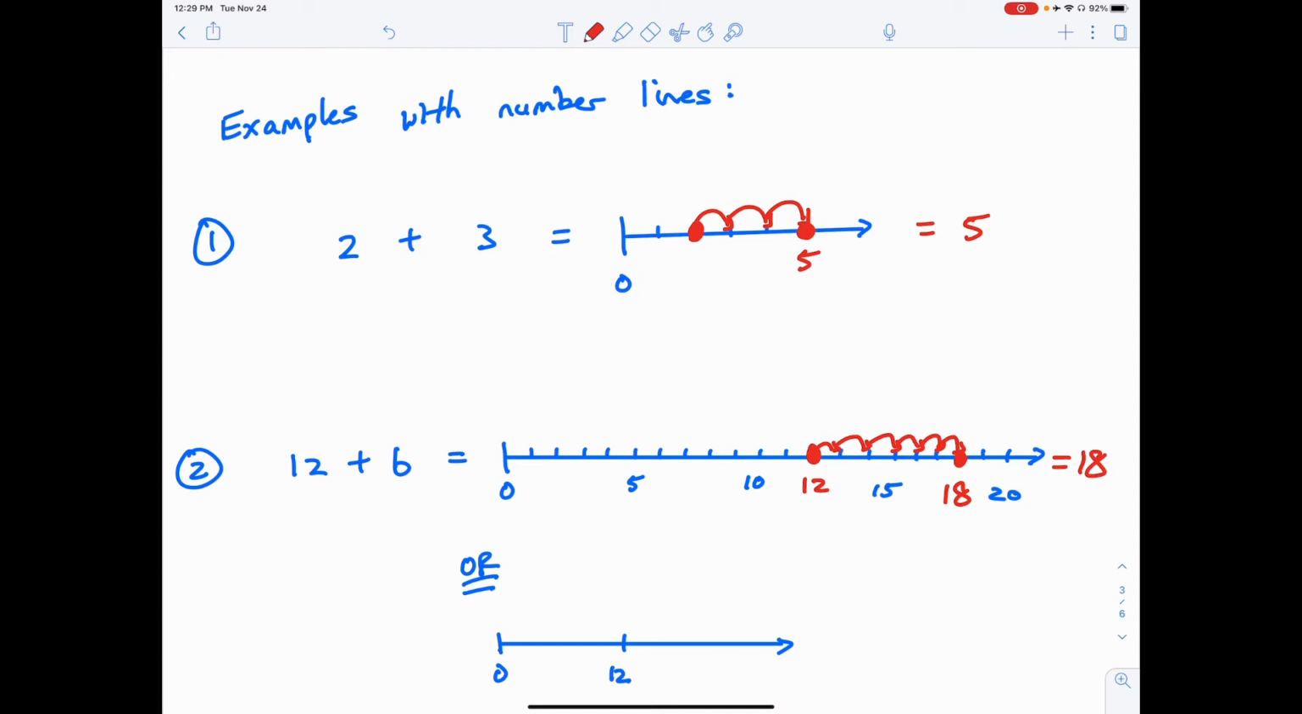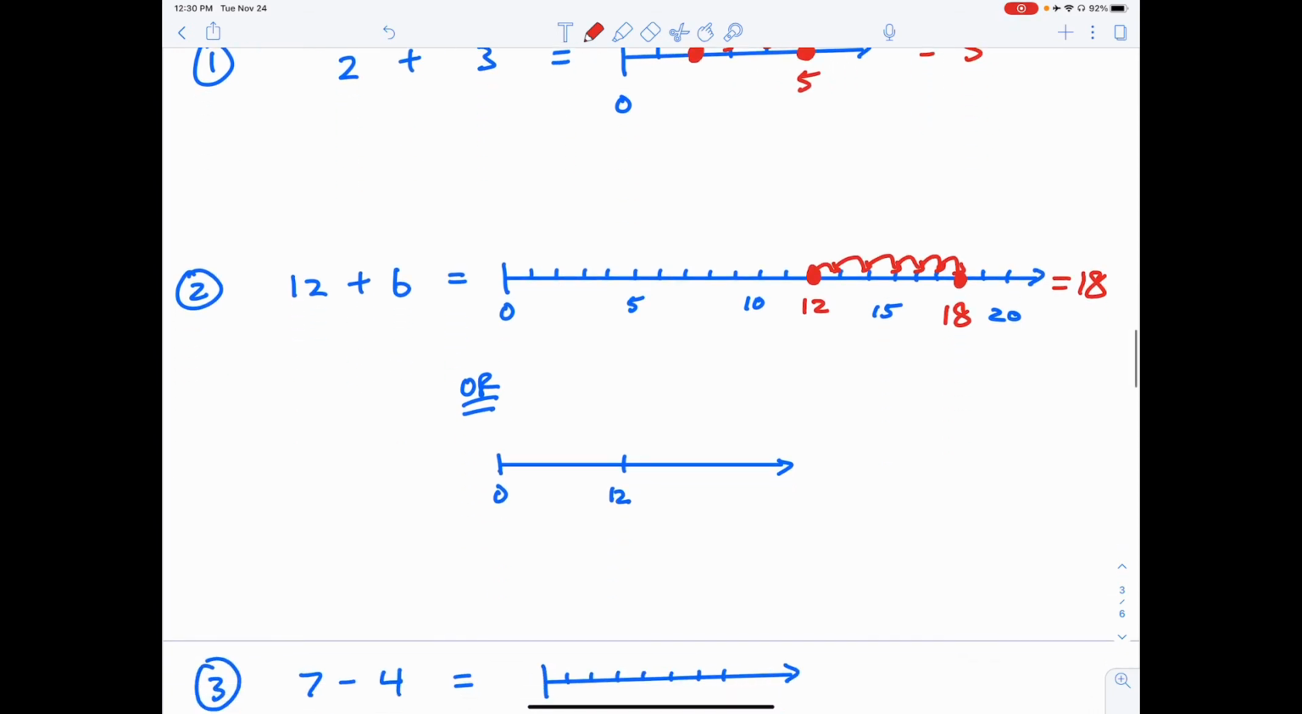Now you can see here that this detailed number line is great for showing their work and everything. But once they understand that concept and they're like, I don't want to draw so much anymore, then you can go to the quick version, which I'll show you right below here.